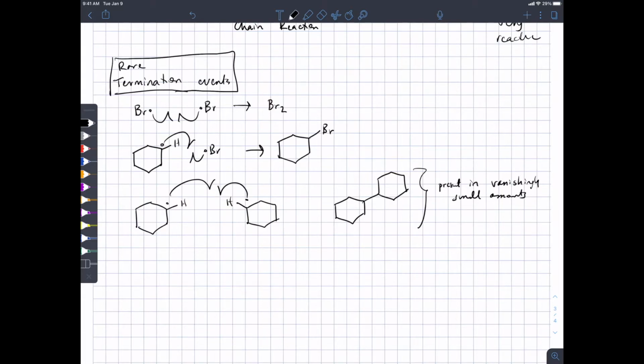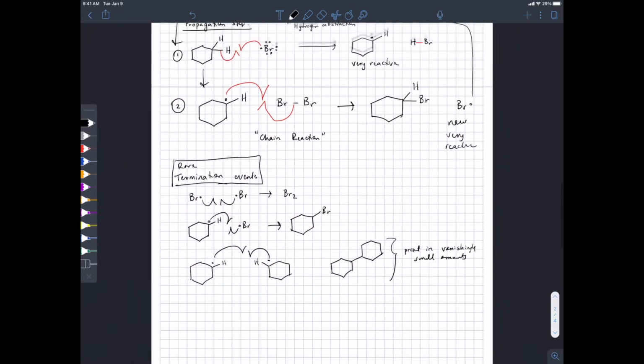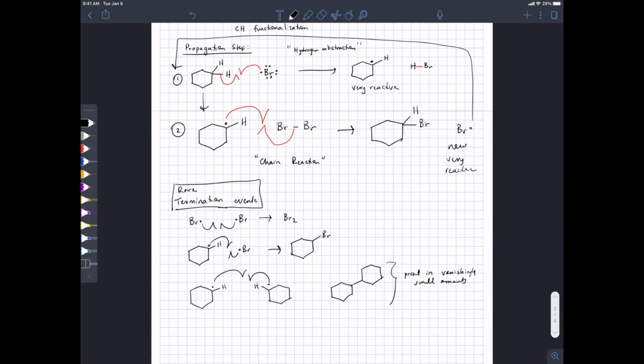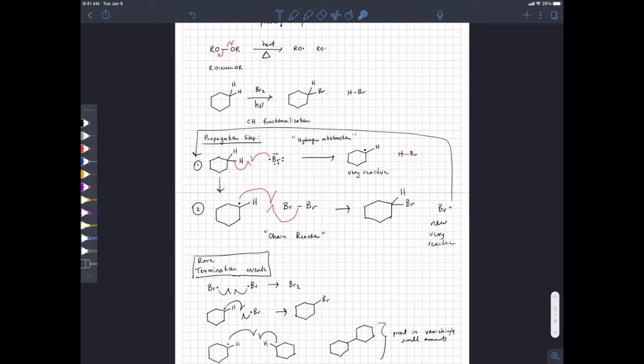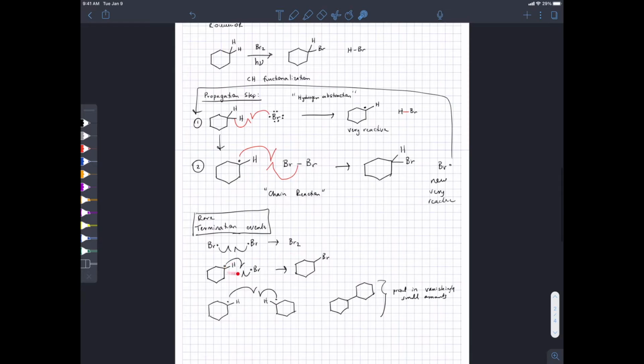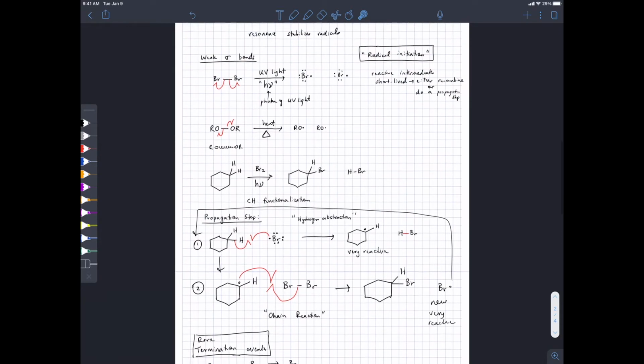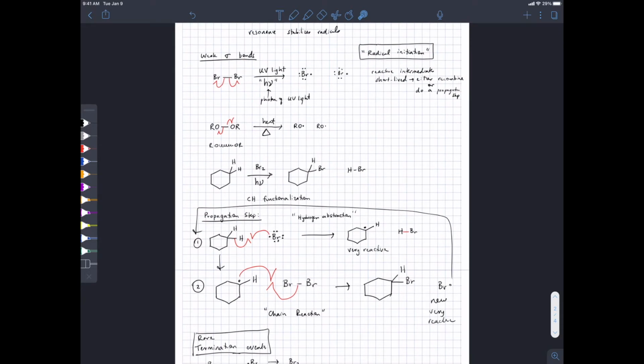Why is it more common for the carbon radical to break a bromine-bromine bond than to just do the termination step? It has to do with the fact that radicals are high-energy intermediates, and therefore their concentration is low. And so the odds that one radical finds another are pretty small.